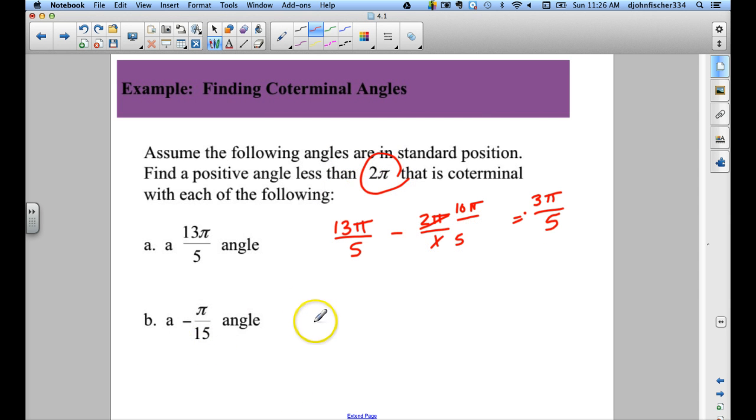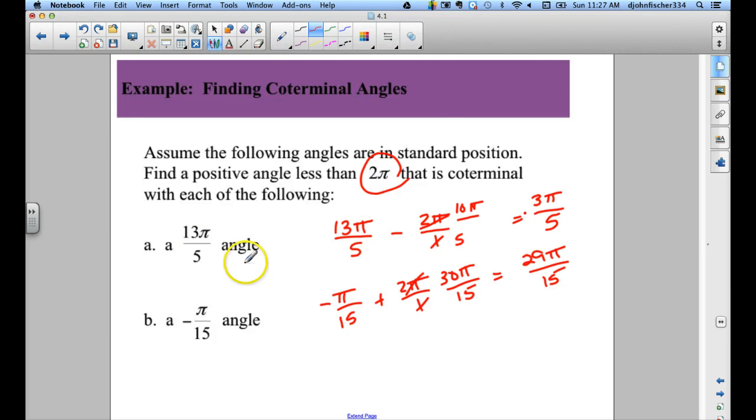Now over here, negative pi over 15. That's a negative angle, so what we have to do is add 2 pi. And again, common denominator, 15, so we're going to change this to 30 pi over 15. So 30 pi minus pi is 29 pi over 15. These two angles are the same position, but different measures.